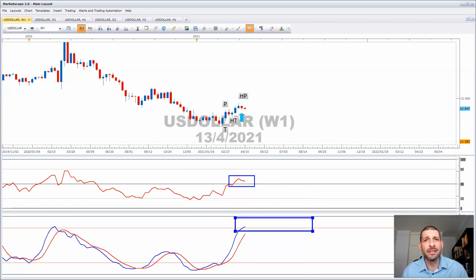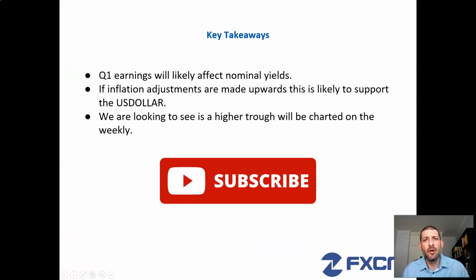Let's just end off with some key takeaways. Q1 earnings likely to have an effect on nominal yields. Now, if inflation adjustments are made upwards, this is likely to support the greenback. We are looking to see if a higher trough will be charted on the weekly.